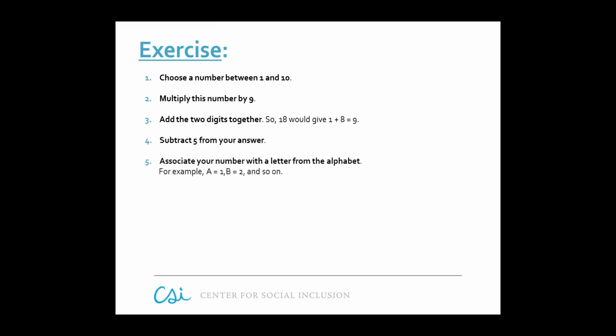Now, associate your number that you've derived with a letter from the alphabet. So for example, A equals 1, B equals 2, and so on and so forth. Next, think of a country beginning with that letter.